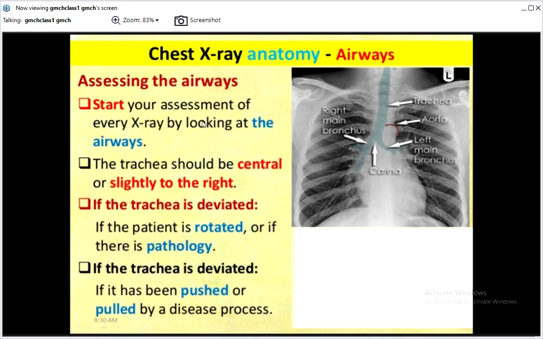So coming to airway, what you have to see on the airways. Okay. So you have to start your assessment of every X-ray by looking at the airways. The trachea should be central or slightly to the right. So this is the trachea. Okay. Normally there is slight deviation of trachea to the right.